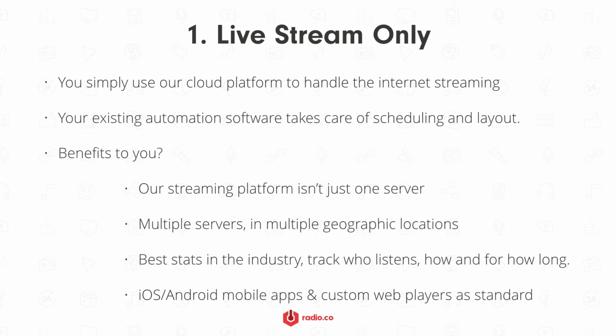Firstly, our streaming platform isn't just one server. If you've ever used streaming providers before with things like Shoutcast, generally speaking, they're just a single server, which means if that server goes down or the data center goes down, your station is off air. No one can tune in online anymore. Well, with Radio.co, you're actually getting access to a network of multiple servers. Each client has a streaming pool. This isn't just one server, it's multiple servers, not only in different data centers, but in physically different locations.